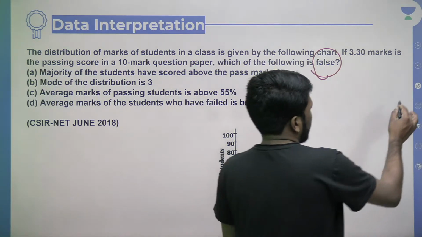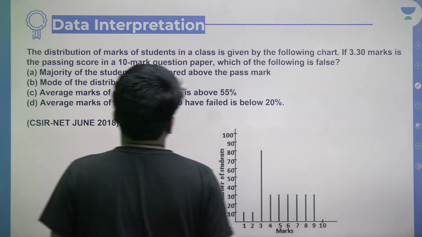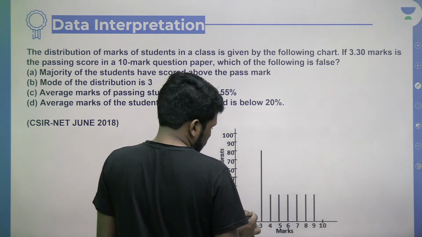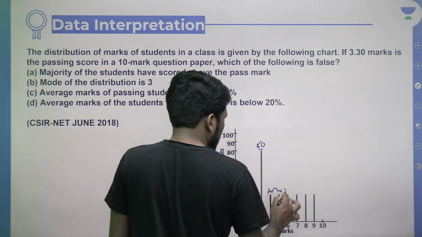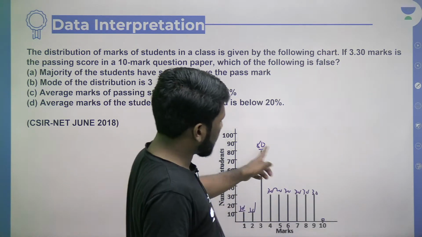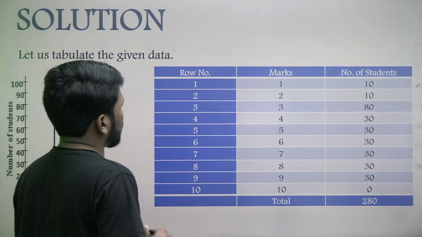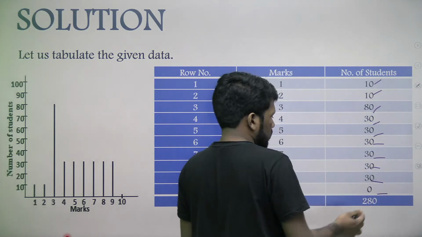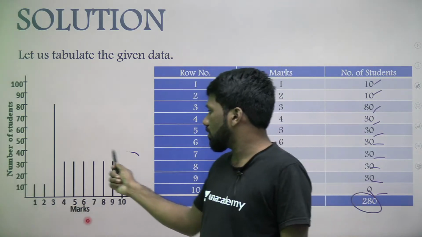Option A: majority of the students have scored above pass mark. Majority means more than half, that is a clear majority. To check whether more than half of the people scored above pass mark, first of all you should know the total number of people. The counts are 10, 10, 80, 30, 30, 30, 30, 30, 30, 0. Are you all understanding that? I have tabulated it for convenience. So the total is the sum of all these, which is 280.